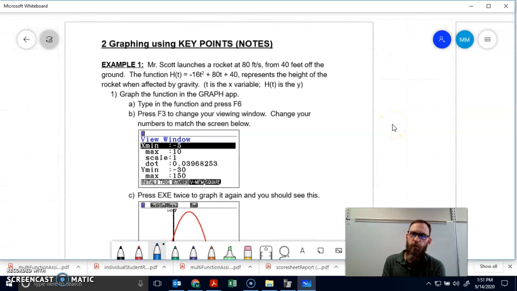So there are crucial points that represent things in these equations that mean something, that are going to be crucial for us to find instead of you just finding 5 random points in the table. Now finding points in the table is important, but these key points are more important. So what we're going to look at then is a similar example to yesterday. Mr. Scott launching a rocket.